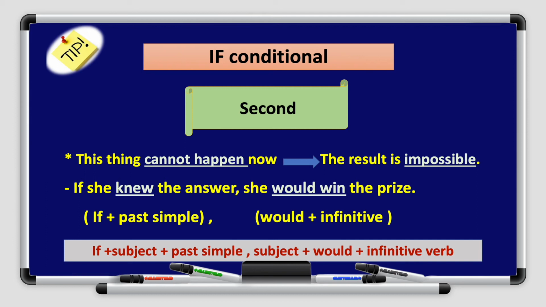If she knew the answer, she would win the prize. Here we started with if, followed by she as the subject, followed by the past simple. And the second part started with she, followed by would, then the infinitive form of the verb.